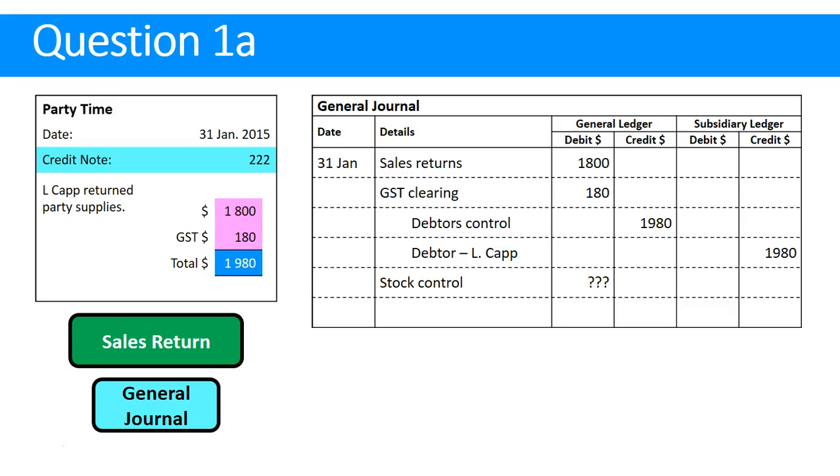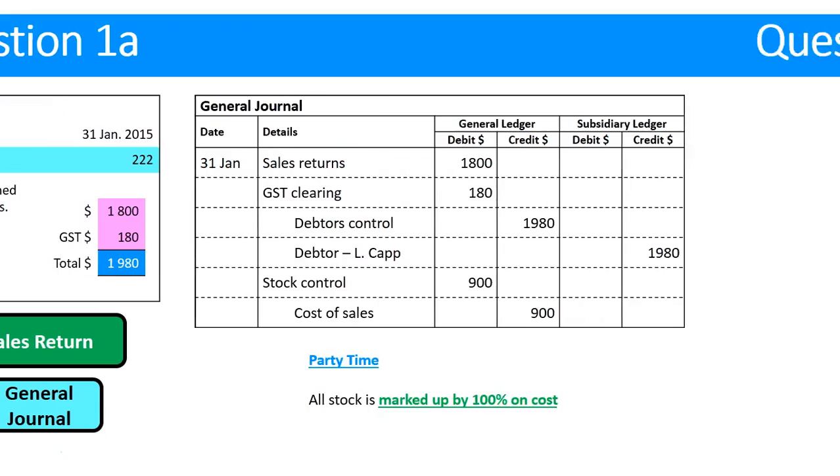So what's important here is to make sure we've read the question in the facts of the case at the start. And what we were told was that all stock is marked up 100% on cost. So what that implies is if this sale was $1,800, then the cost of sale must be $900, and then we'll also credit cost of sales by $900 as well.